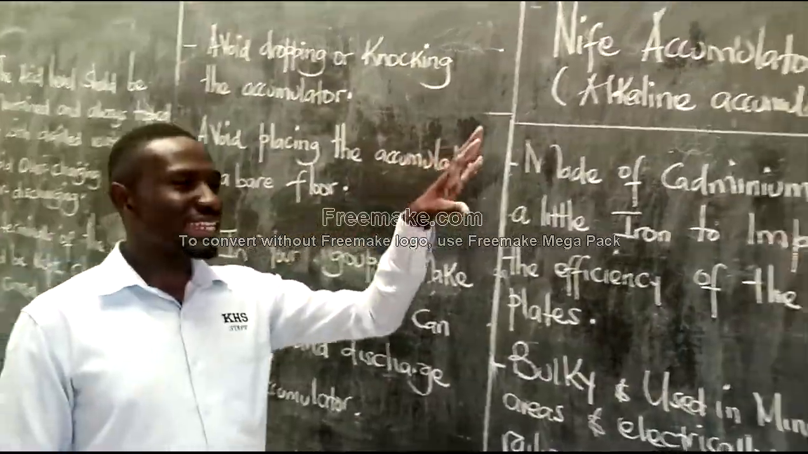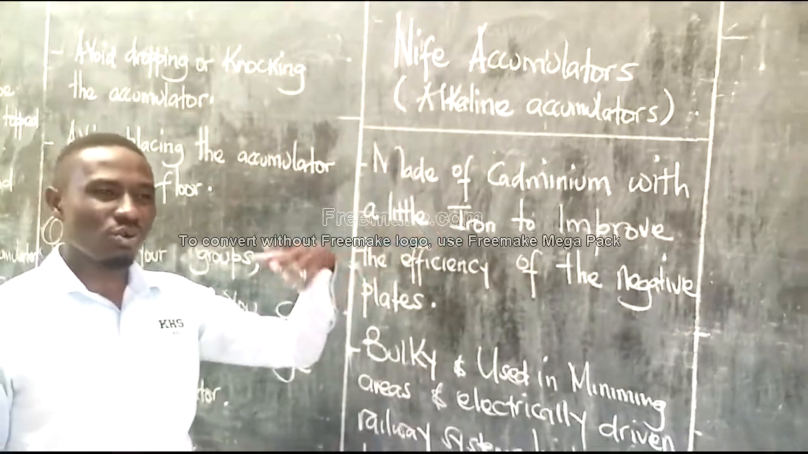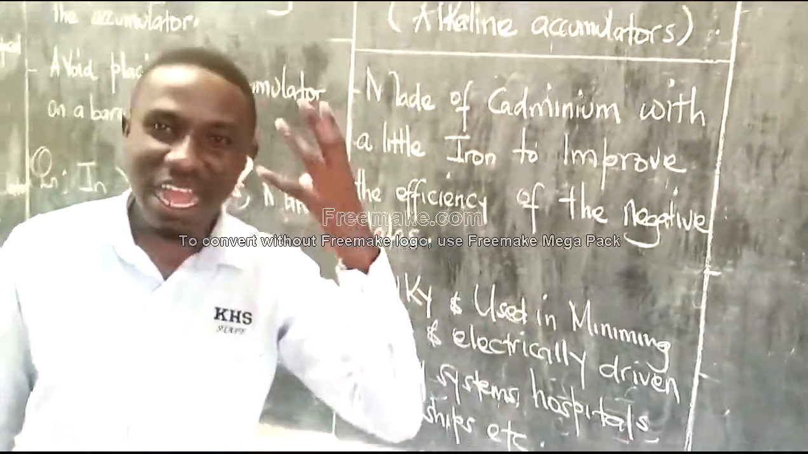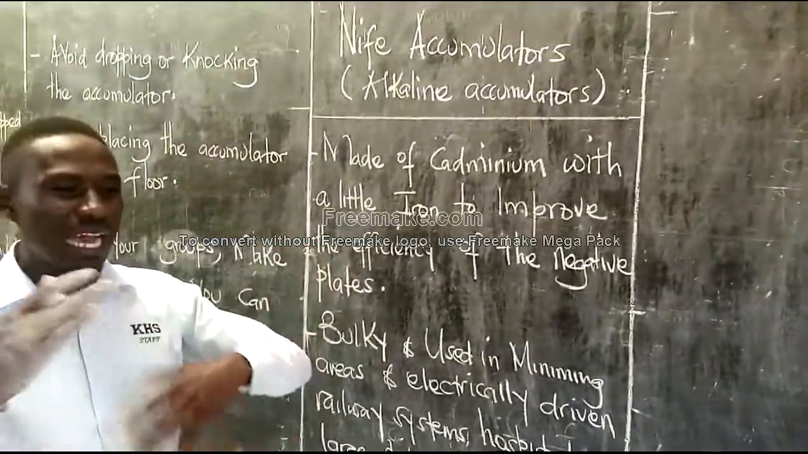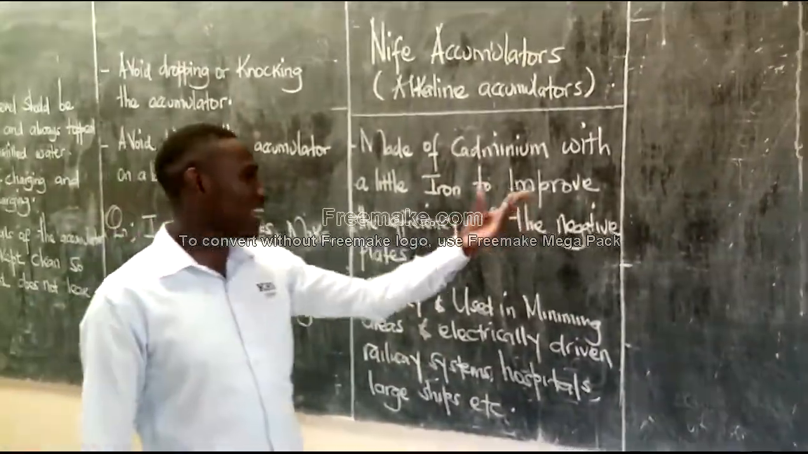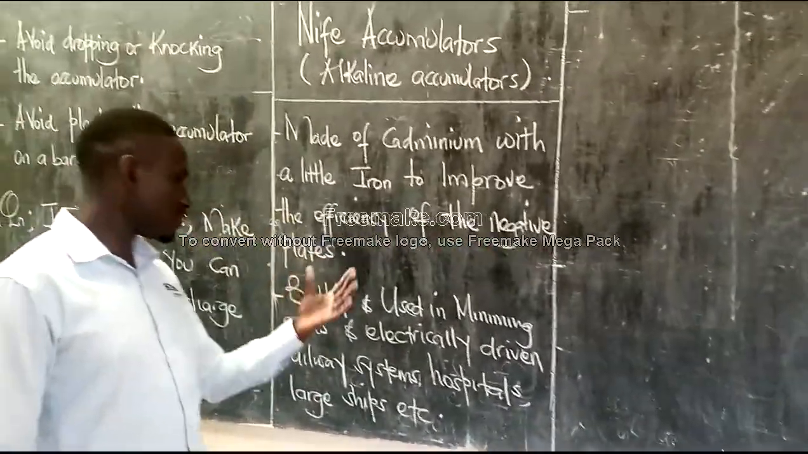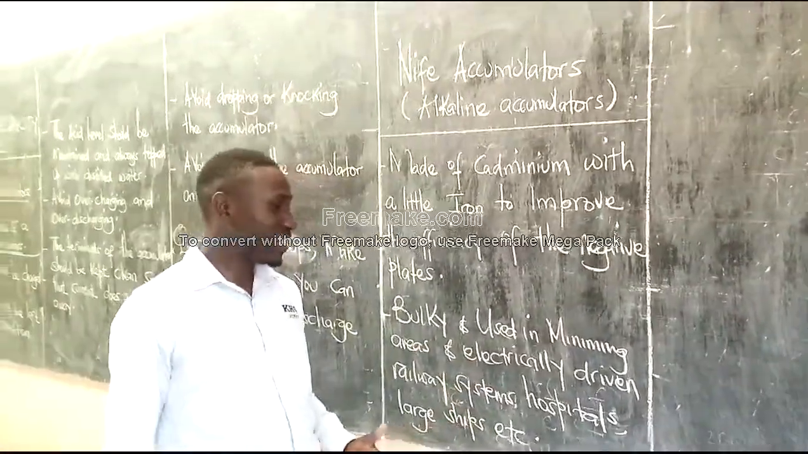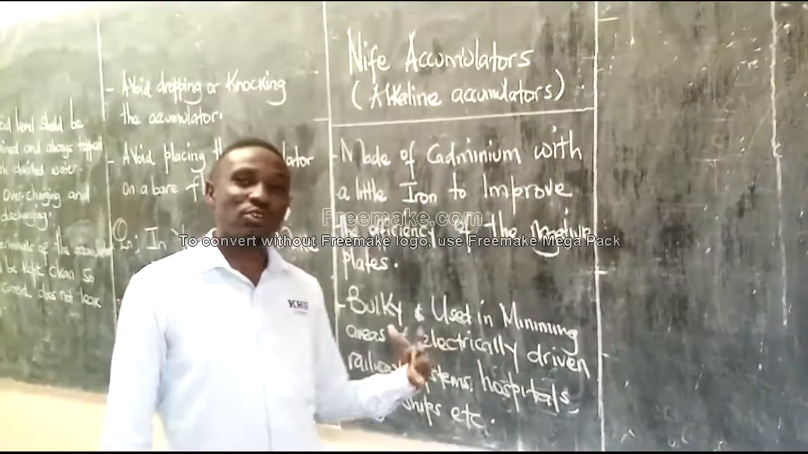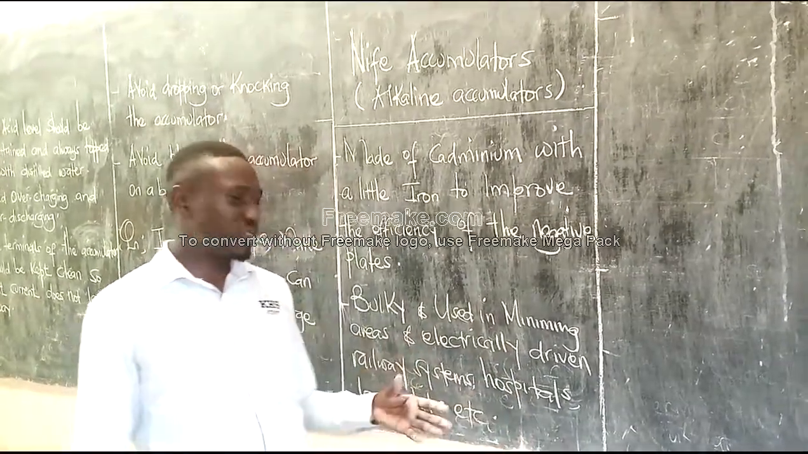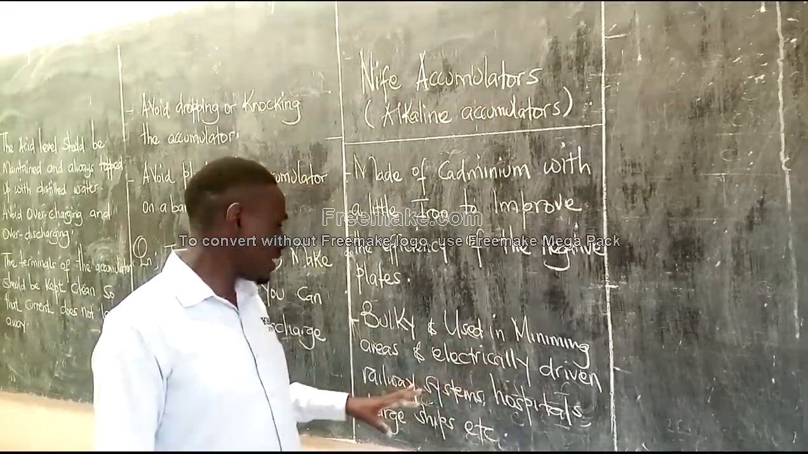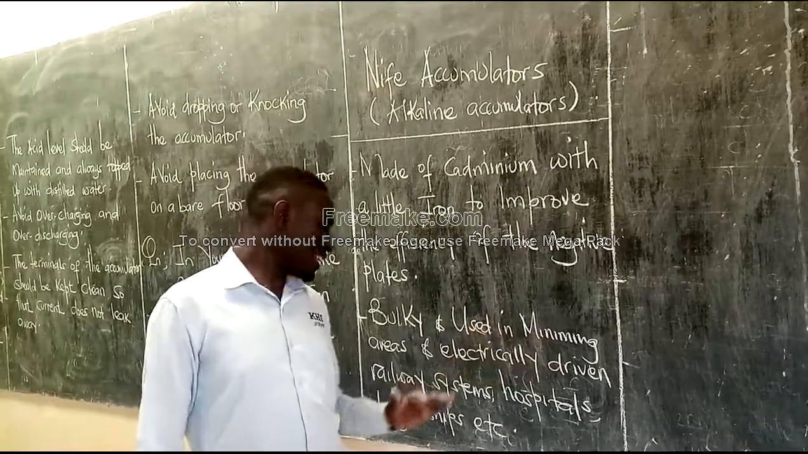Now let's look at another type of accumulator which also falls under secondary cells, which is called a knife accumulator, or what we call alkaline accumulators. It is made up of cadmium with a little iron to improve the efficiency of the negative plates. It is bulky and is used at times for heavy duties. These are the batteries they always put in large ships, in electric cables, and they are used in mining areas.